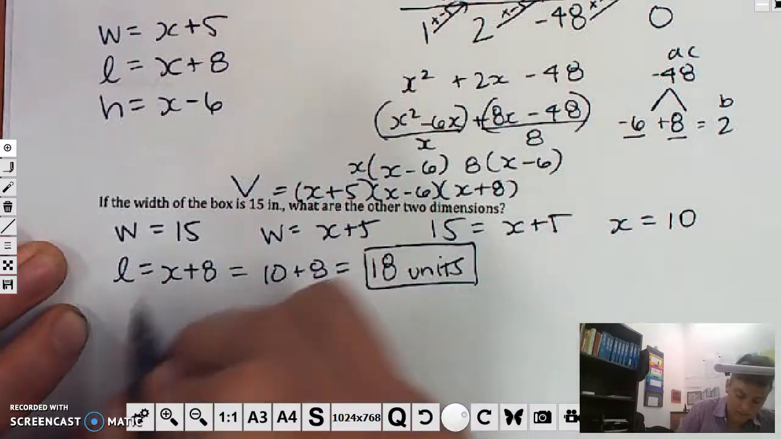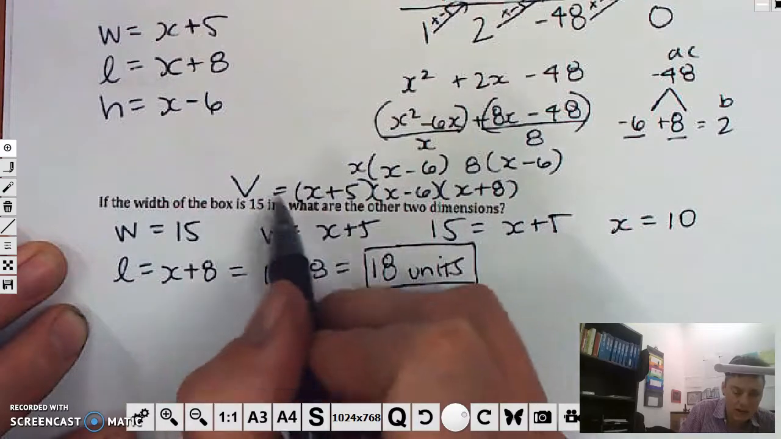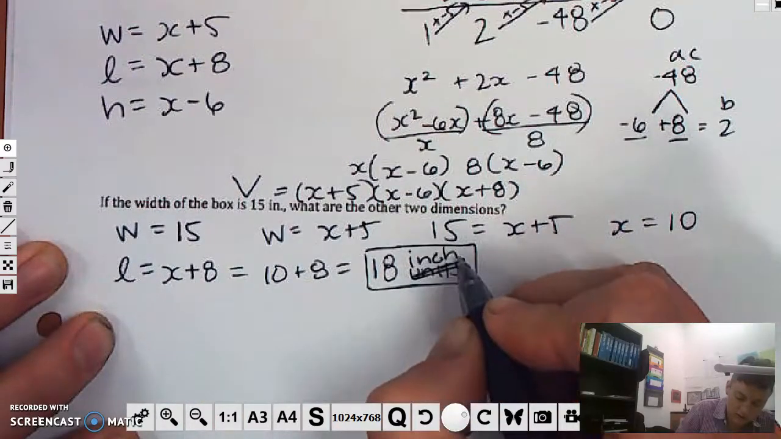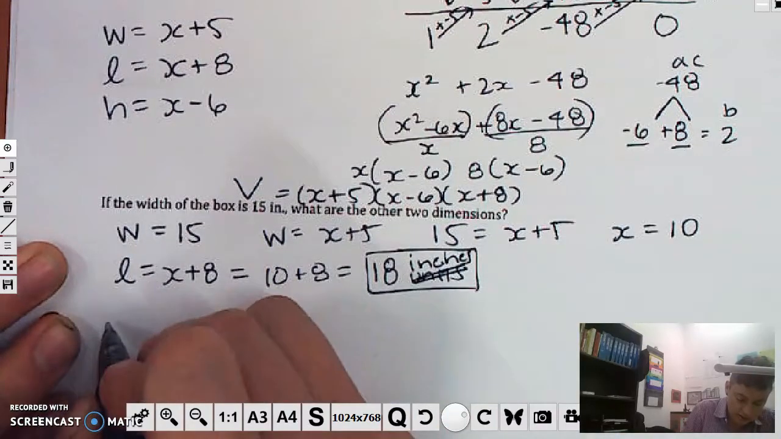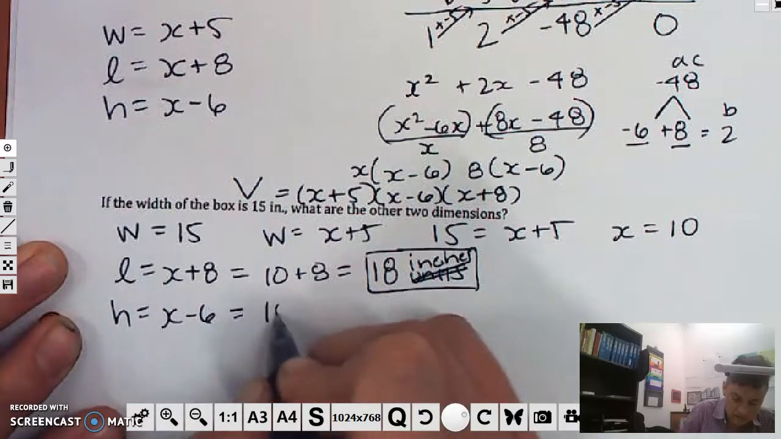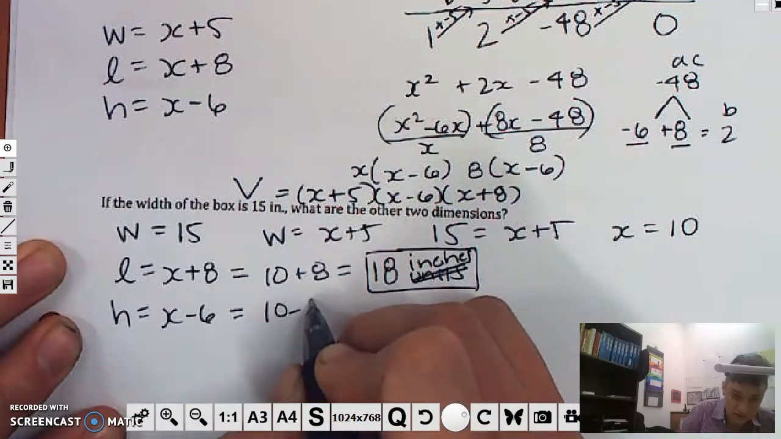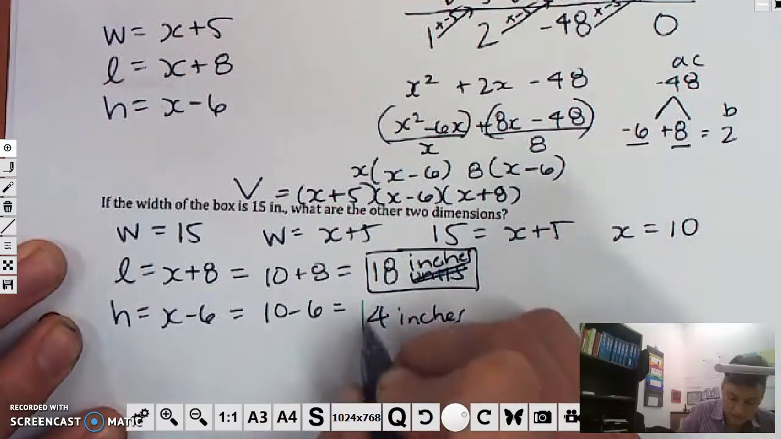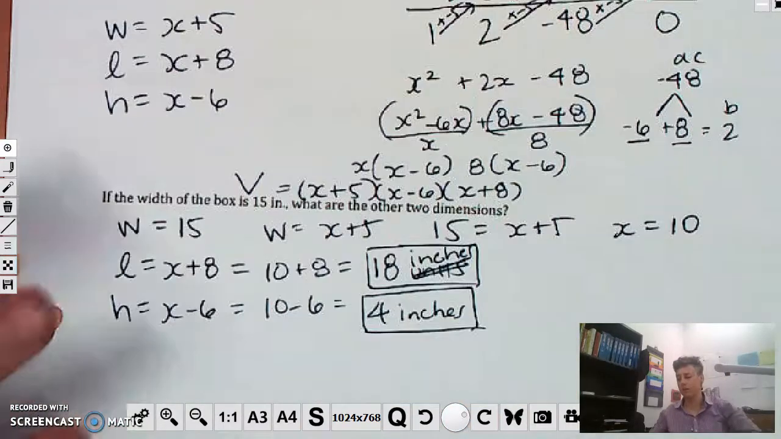Oh, yes, we do. They're right here. 18 inches. And our height, x minus 6. 10 is our x, so it's 10 minus 6 equals 4 inches.